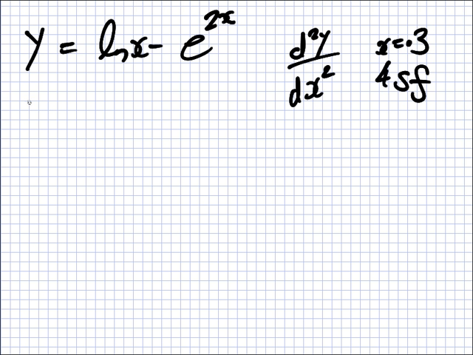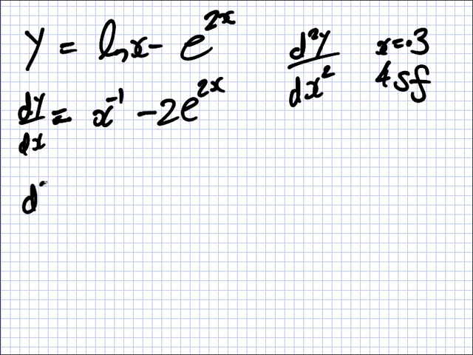Okay, well the first derivative would be dy/dx equals, what does log x become? 1 over x. And this guy? 2e^(2x). Now let's get the second derivative. So what will that become? That will become minus x to the power minus 2, and this one becomes minus 4e^(2x).